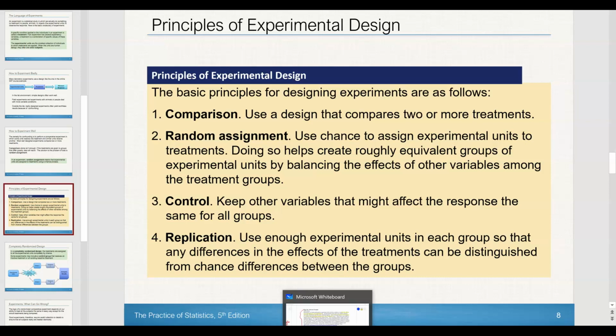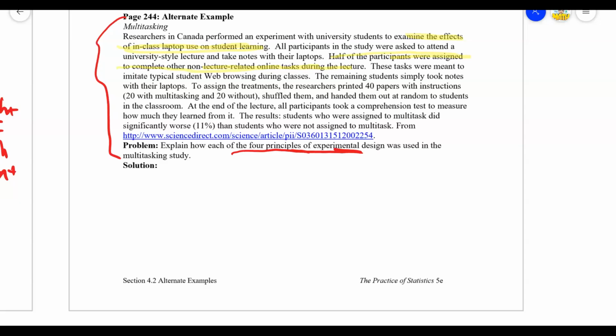So do we see these 4 elements in the experiment? For sure. We do see comparison, right? They compare this half of the participants that are assigned to complete other non-lecture tasks, and then they looked at their scores at the end. One group was 11% better than the other. So there's our comparison, right? So we definitely have the comparison element here. Then we look at randomization, right? Did they randomize? Yep. To assign the treatments, 40 papers with instructions, 20 multitask, 20 without. They shuffled them and handed them out.